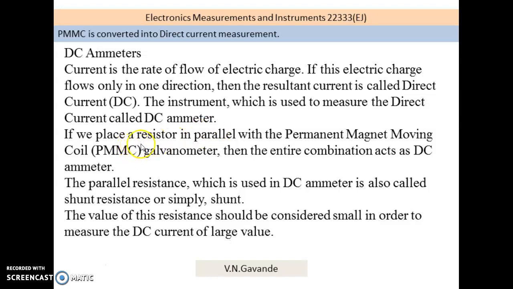If we place a resistor in parallel with a permanent magnet moving coil, PMMC, galvanometer, then the entire combination acts as a DC ammeter. The parallel resistance which is used in a DC ammeter is also called the shunt resistance, or simply shunt. The value of this resistance should be small in order to measure DC current of large value.